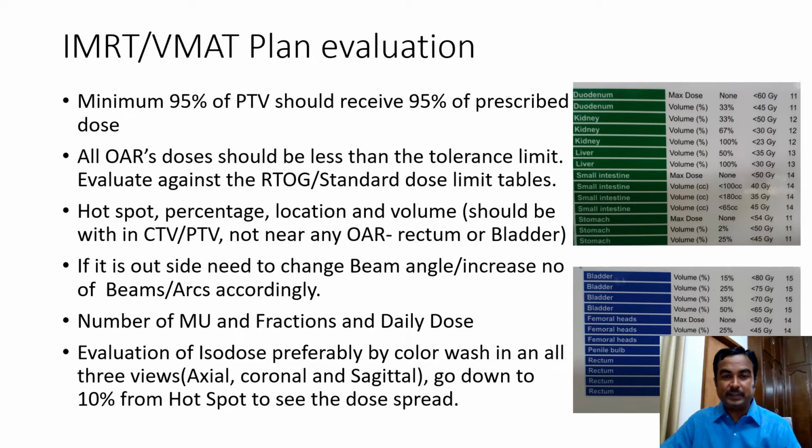its percentage is. So sometimes if the hotspot or low dose spread is outside the PTV, in case of IMRT, we may have to increase the number of beams, or we have to change the beam gantry angle or beam angle. And we also have to look into the number of MUs. And similarly, we have to see the dose distribution in all the 3 slices, and we have to see the low dose spread as well.